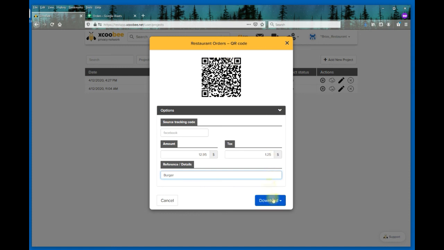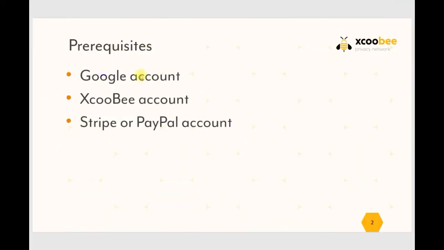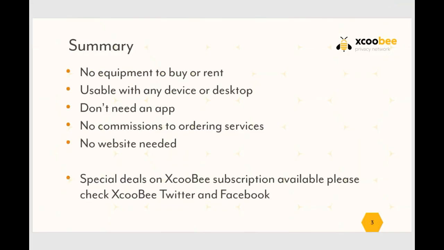This is the QR code. You can download it and then also include it in your printouts so that users can quickly use this type of code to place an order without any difficulty. The process, as you see, is very simple. We really don't have any equipment to buy or rent. It is usable on any device that the user brings.